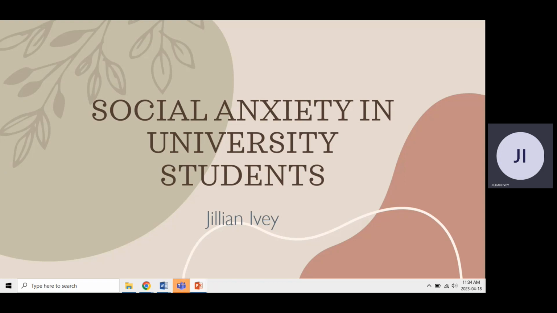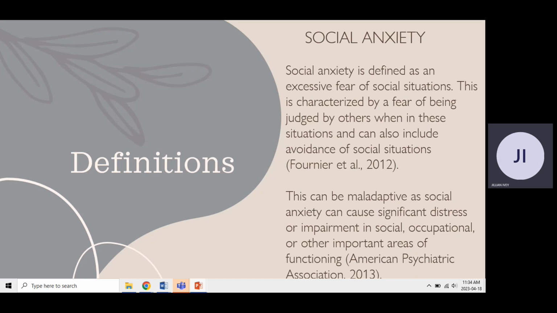So this is social anxiety in university students. Social anxiety is defined as excessive fear of social situations. This is characterized by a fear of being judged by others when in these situations, and can also include avoidance of social situations. And this can be maladaptive, as social anxiety can cause significant distress or impairment in social, occupational, or other important areas of functioning, such as academic.